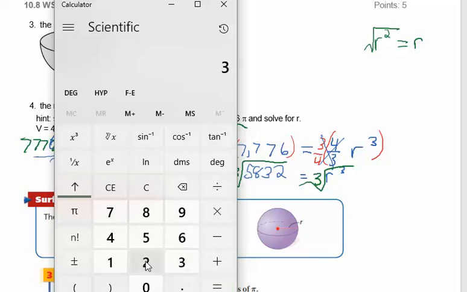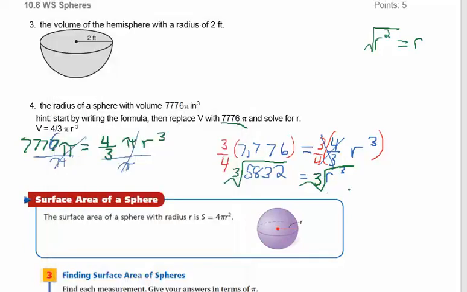All right, so I have to type in my number, 5,832, then the root, and then the 3. And it says it's 18. I'm going to check that by just going 18 to the third power. 18 to the third power is equal to 5,832. So I know now what r is equal to. R is equal to 18.